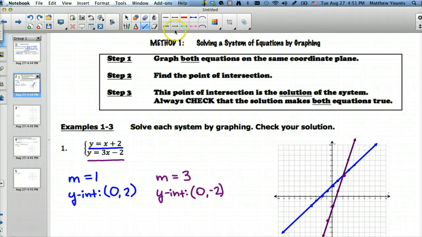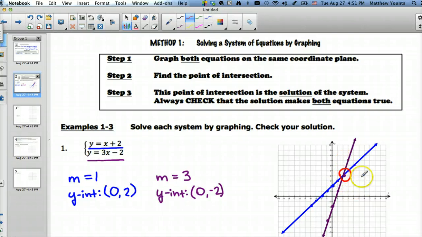Okay, and that intersection point is actually what tells us the solution of this system of equations. What's special about this point is it is the only point on the entire coordinate plane that lies on both this blue line and this purple line. It's the only point those two share in common.